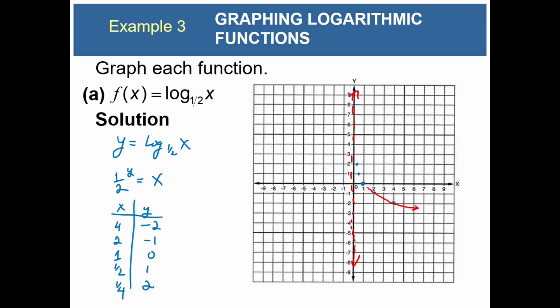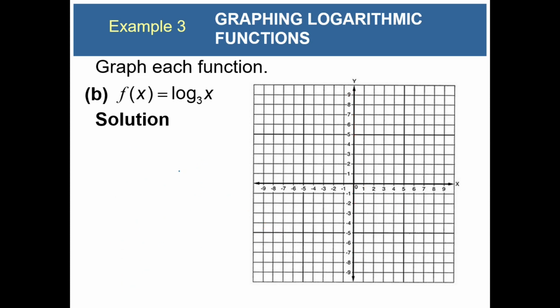It is decreasing forever as we go to the right. Our domain is from 0 to infinity. And our range is from -infinity to infinity.